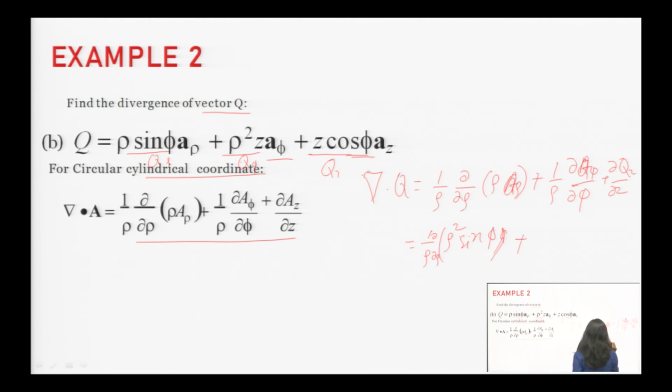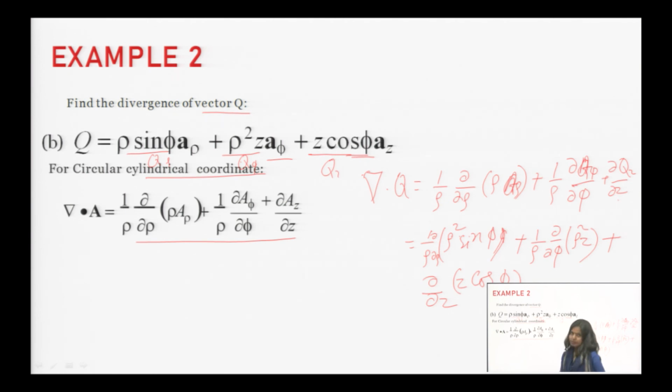Further, we will write 1 by rho as it is. Now the q phi term is rho square z, so we will write here d by d phi of rho square z, plus this term will be written as d by dz. Qz is this much, that is z cos phi.